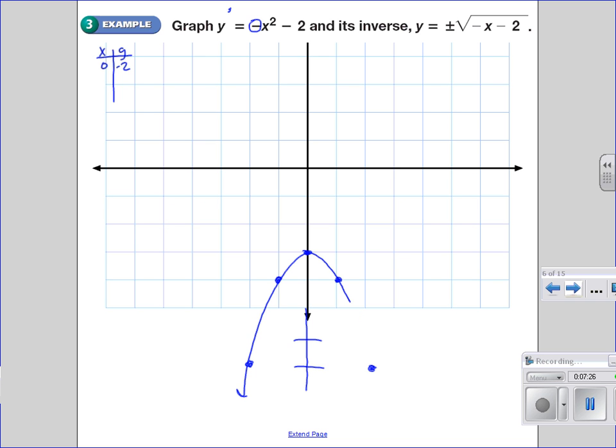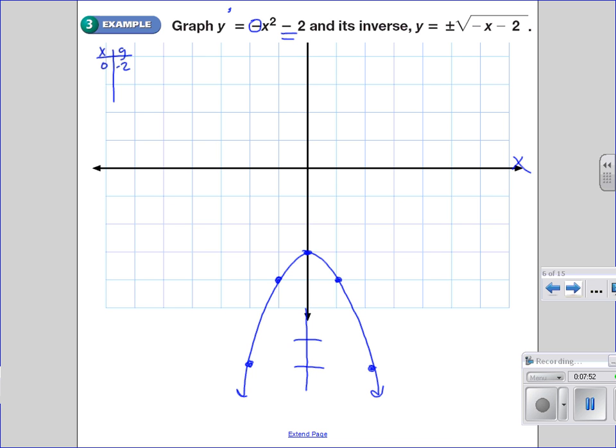Again, you could use a t-chart, but hopefully at this point in the year, you know how the graph of y equals x squared works, and all we're doing is taking that picture and flipping it in the x-axis. And we're moving it down 2 because of this right here. Now, let's make a red picture here, and let's go ahead and just make a t-chart.